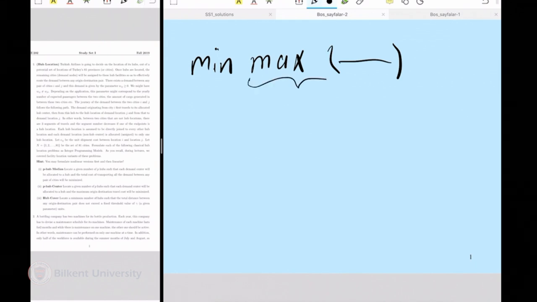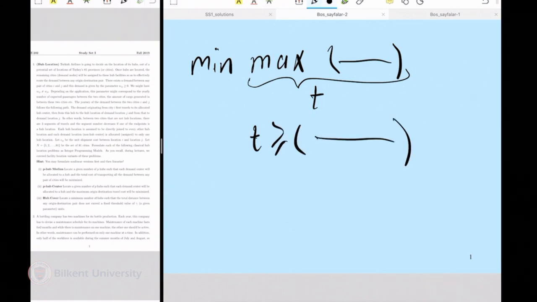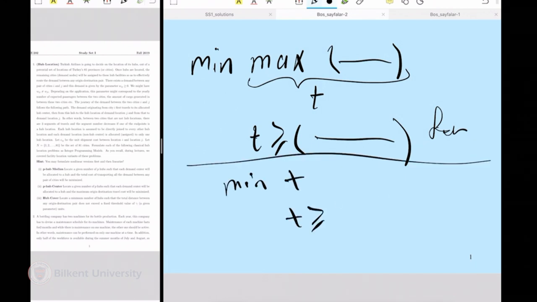I can say that this expression is equal to t, some new variable. And then I say that since t is equal to the maximum of some expressions, t should be bigger than or equal to those expressions for all the indices. So minimum of maximum of some expression became minimum of t when t is bigger than or equal to that expression for all the indices. Is it understandable?